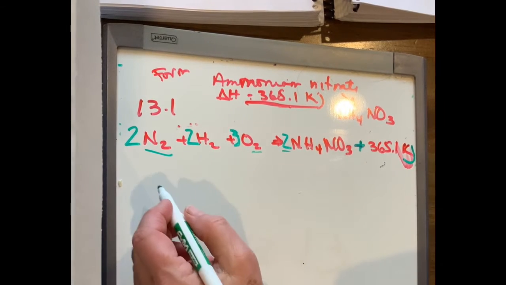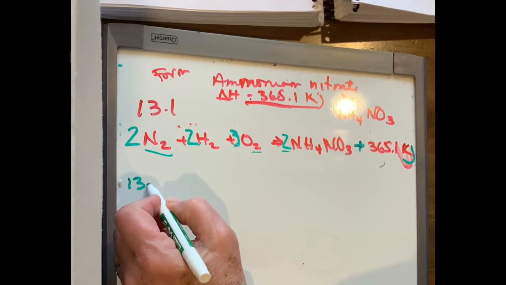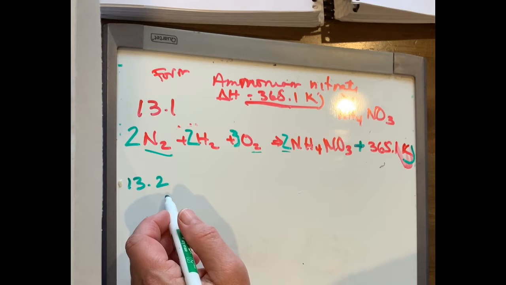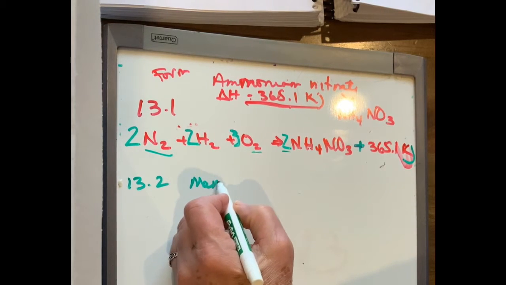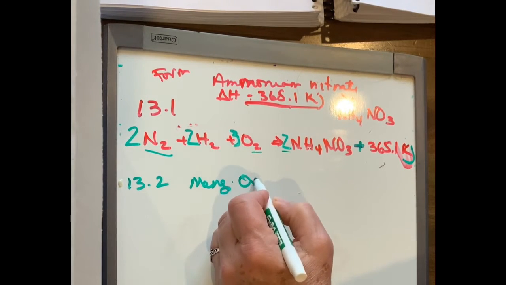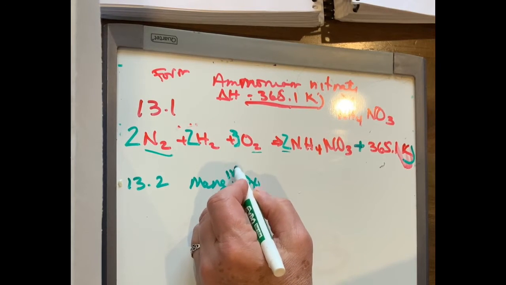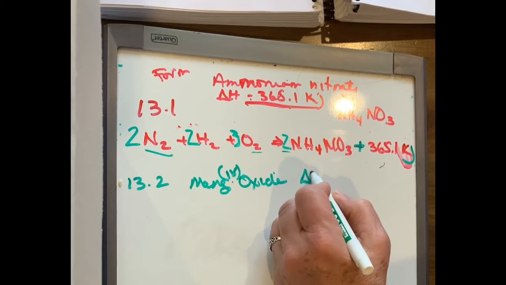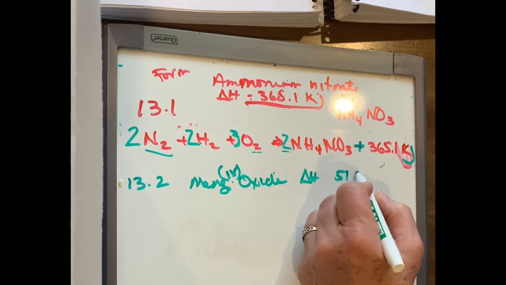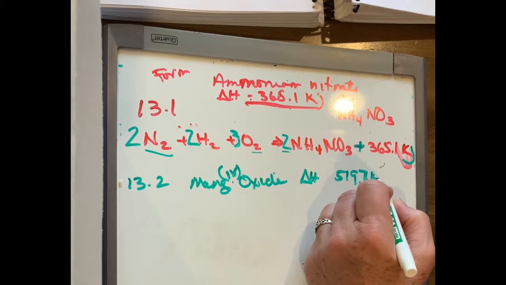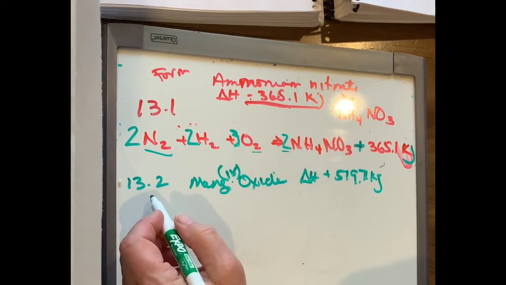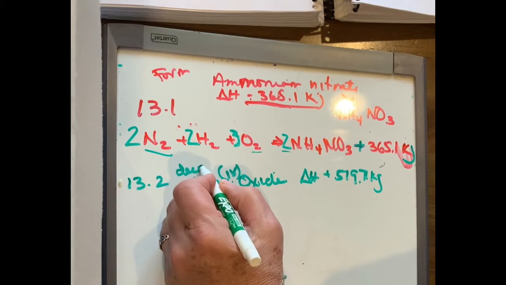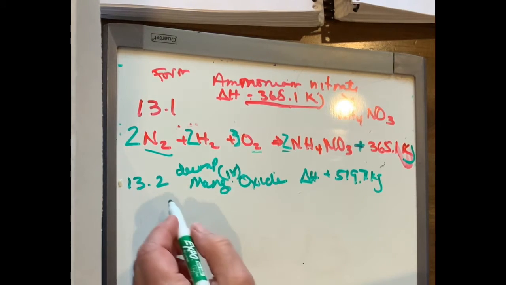All right, let's do another one, 13.2. So the decomposition of manganese oxide, and this is 4, so we know it's manganese oxide, which has a delta H of 519.7, so we know that's a plus. So manganese oxide is decomposition, so we know what we're doing there. So we have to break it down.